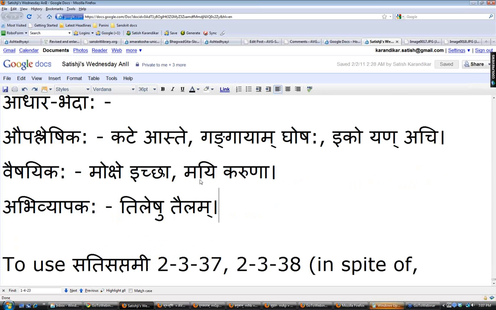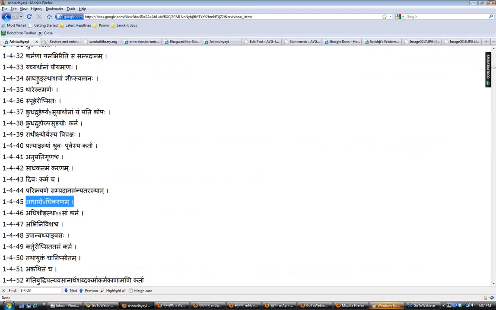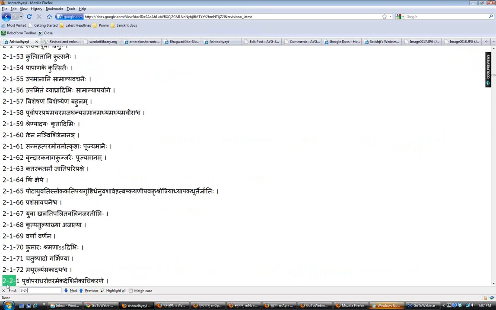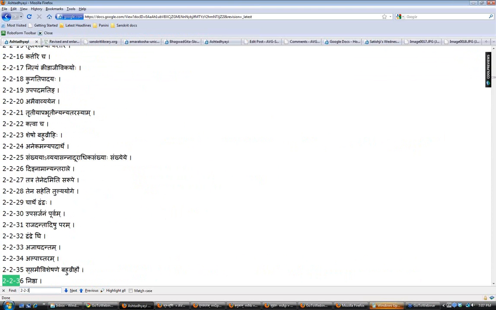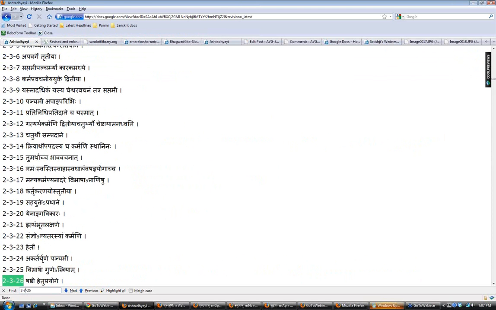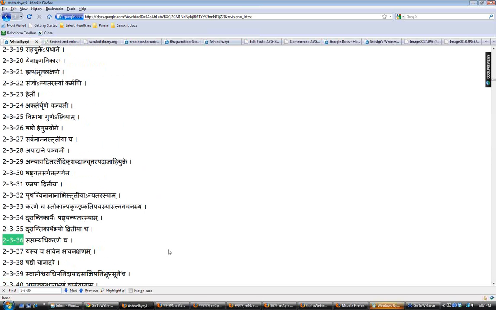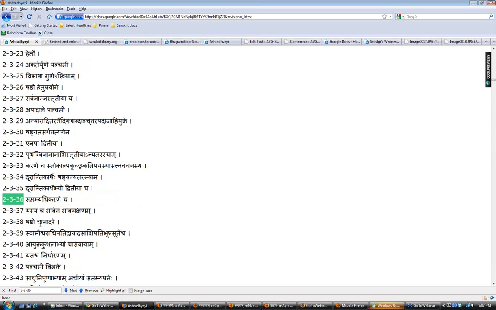Now, there was Adhara Bheda. That was only one sutra we saw, in 1.4.45, the Adharo'dhikaranam. Only one sutra. And then we went to 2.3 and we saw a couple of special cases of the Saptami. So 2.3.36. And there we saw Saptamyadhikarane cha. And then we also saw Yasya cha Bhavena Bhava Lakshanam, what we call Sati Saptami. When the timing of one well-known action indicates the timing of another action.